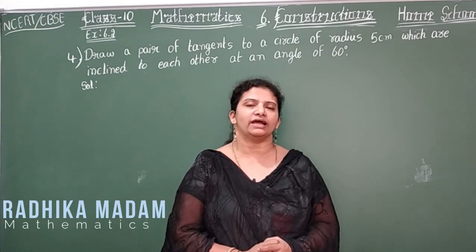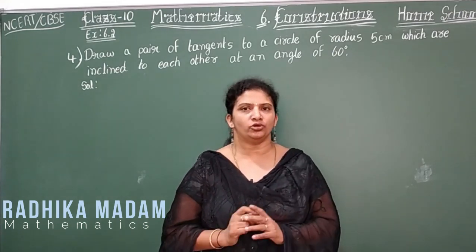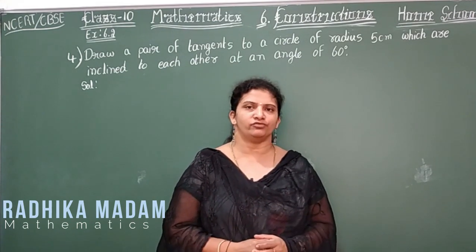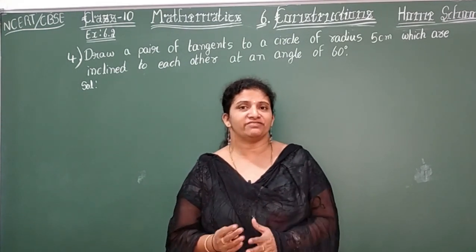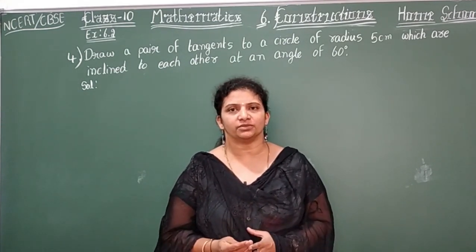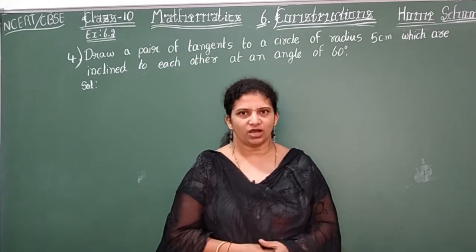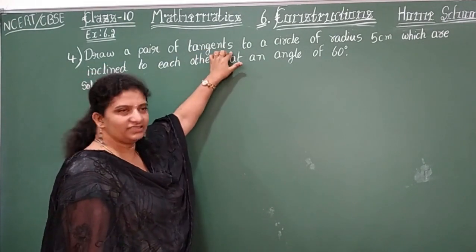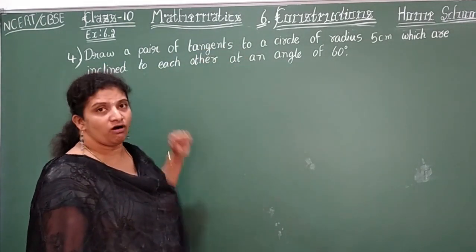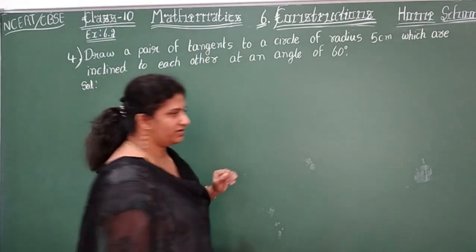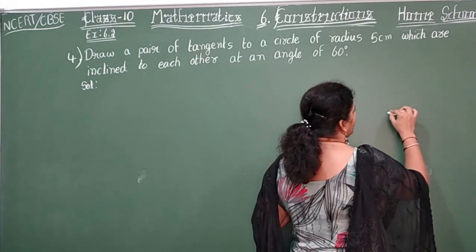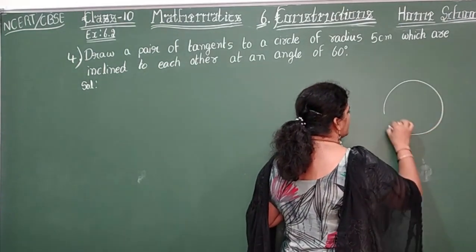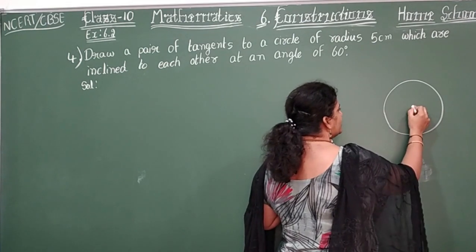How do we draw tangents? Here I am going to show you two methods of drawing tangents. Whichever method you feel comfortable with, you can go with that. Okay, so now look here. Draw a pair of tangents to a circle of radius 5 centimeters. So, first method, look here children. Draw a circle of radius 5 centimeters.